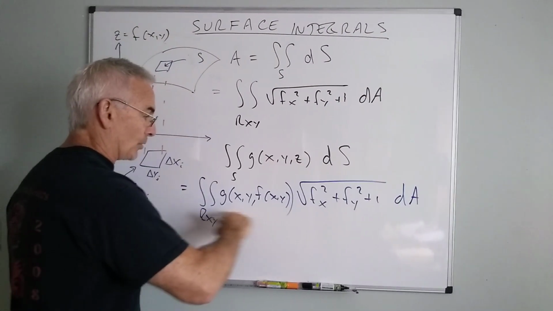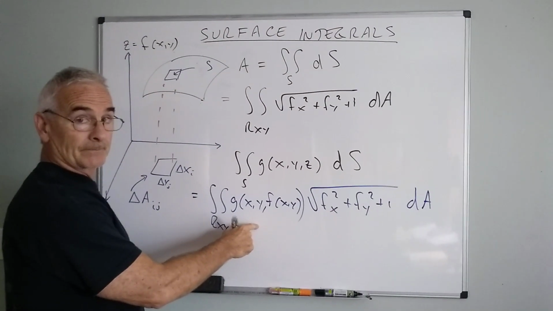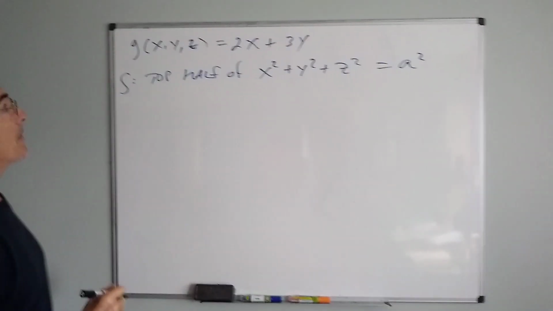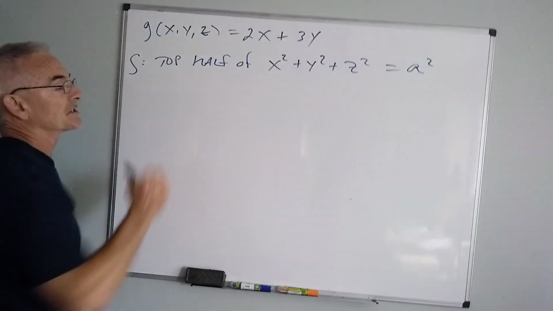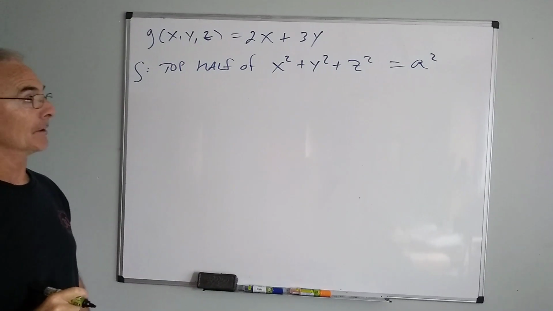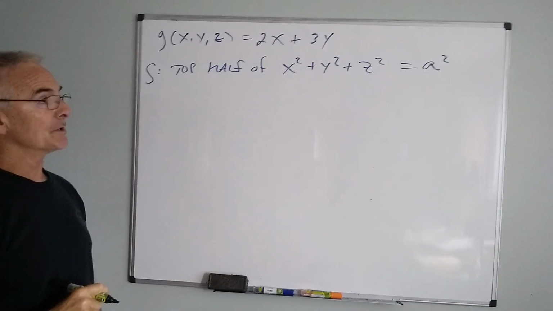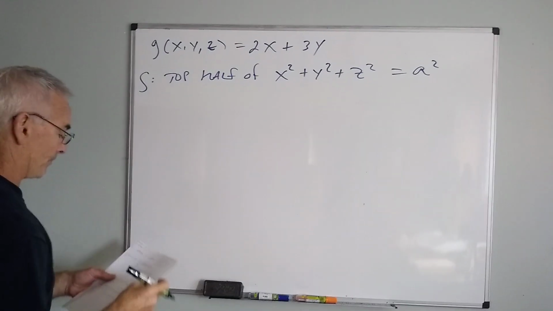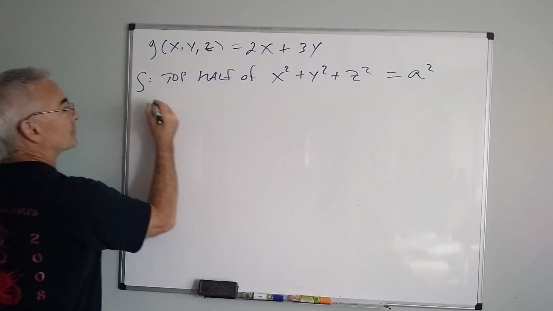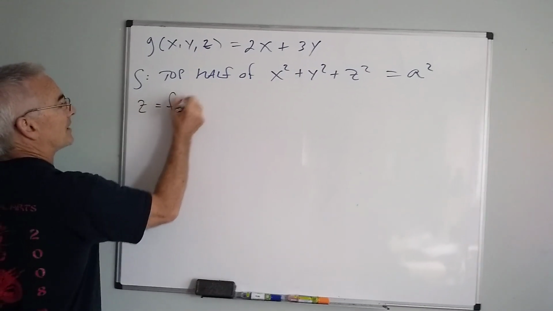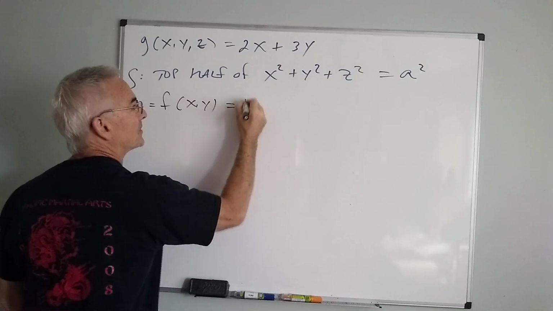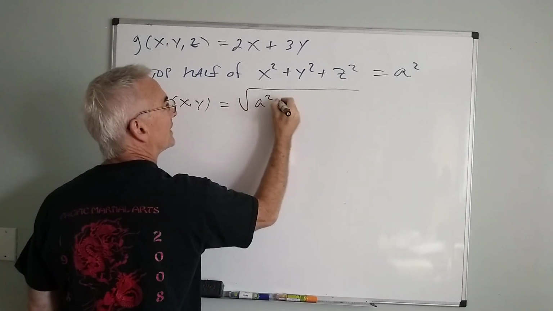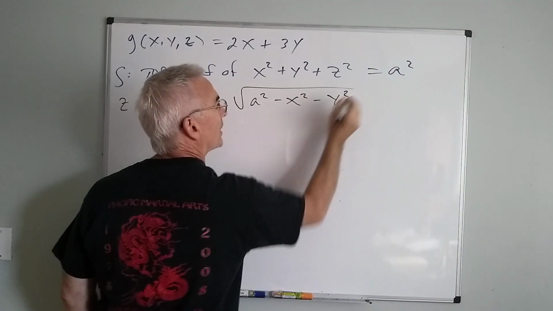Okay, so let's look at this first. Now let's consider an example where I define my function g to be the following, and my surface is going to be the top half of the sphere. So the first thing I need to do is actually find the surface area parameter. So we need to define a function, z equals f of x, y. So if we solve for z being the top half, this will be the square root of a squared minus x squared minus y squared.